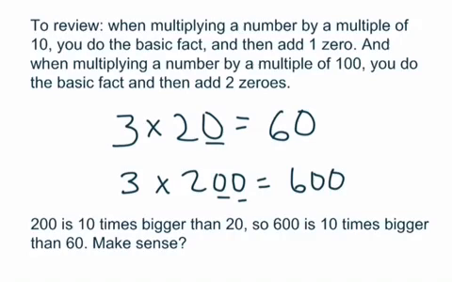So when you look at the problems that I've listed here, I hope you can see that 200 is 10 times bigger than 20. Therefore, the answer of 600 should be 10 times bigger than 60. Does that make sense? I hope so. That's definitely the math behind the shortcut method. So I hope you understand that. If not, you definitely want to talk to me about that in the lesson.